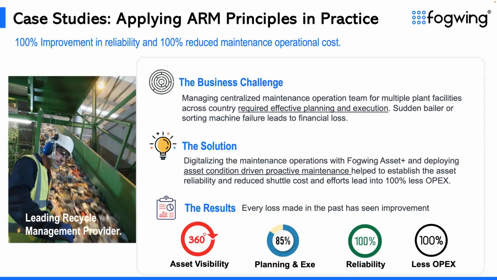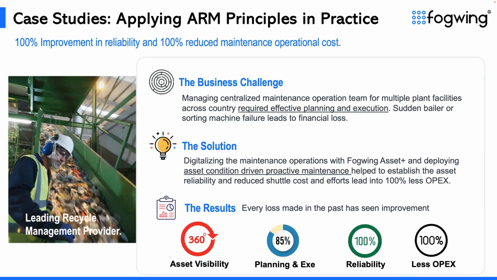Due to that, there are a lot of financial challenges and extreme expenses on the operating side. By using our IoT and AI capability along with the Fogwing Asset Plus system, we deployed this to monitor the condition of the baler, conveyor belt, and other assets, and we could predict the data. The centralized maintenance and operation team sits in the corporate office, monitoring asset performance and maintenance activities, and they can predict when a particular machine requires maintenance.